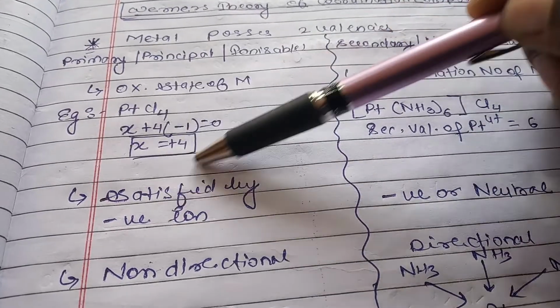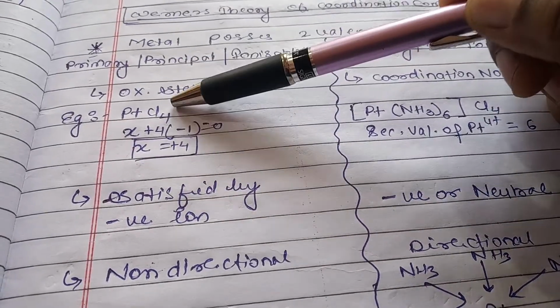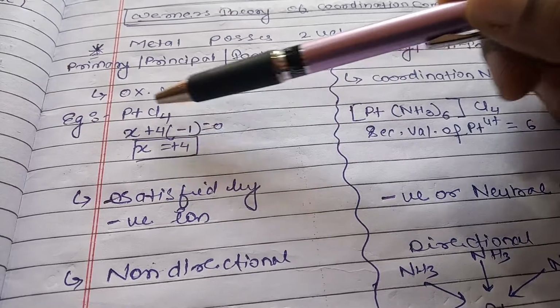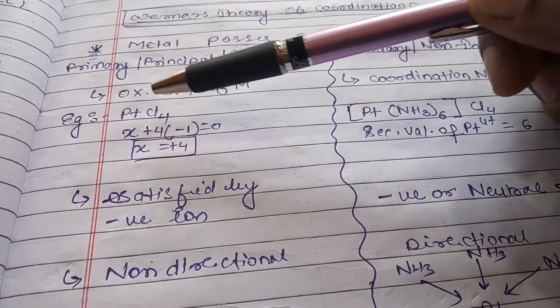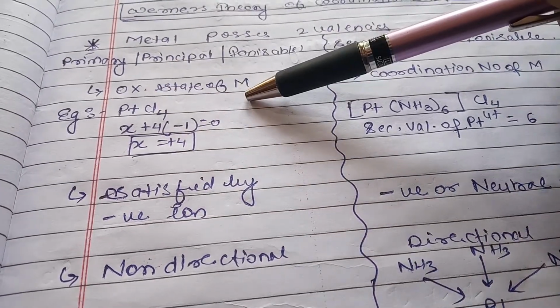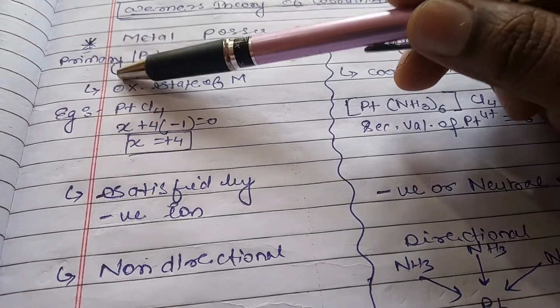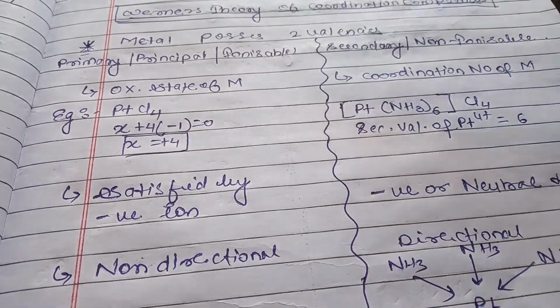Therefore, by using this procedure, if I calculate the value of x, that is the oxidation state of the metal, then this particular oxidation state of the metal is said to be what? Primary, principal or ionizable valency.